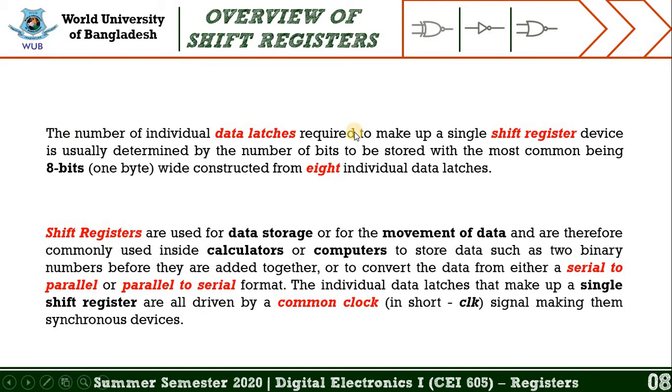The number of individual data latches required to make up a single register device is usually determined by the number of bits to be stored, with the most common being 8 bits, which is equivalent to 1 byte, constructed from 8 individual data latches. Shift registers are used for data storage or for movement of data, and are therefore commonly used inside calculators or computers to store data such as two binary numbers before they are added together, or to convert the data from either serial to parallel or parallel to serial format.